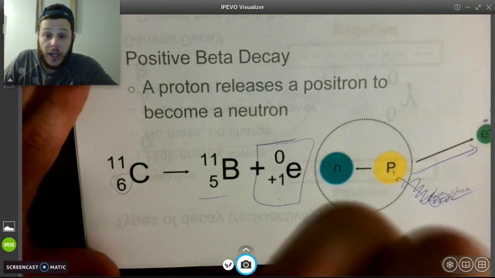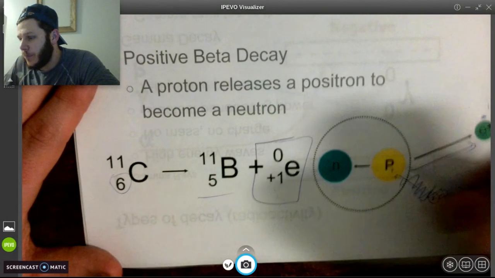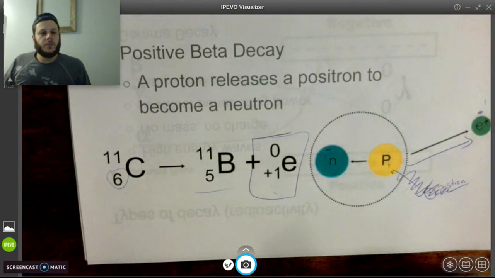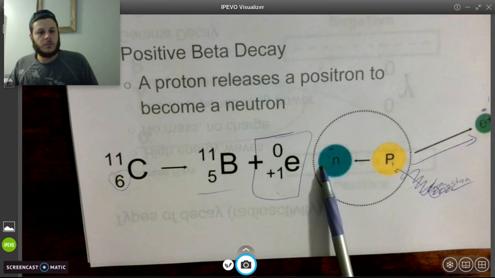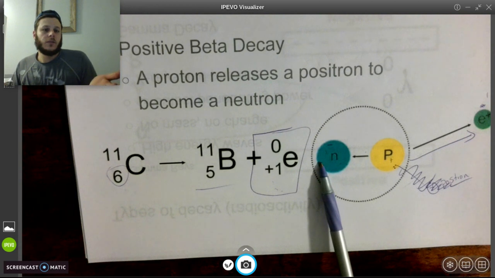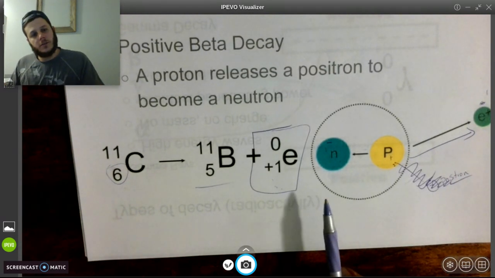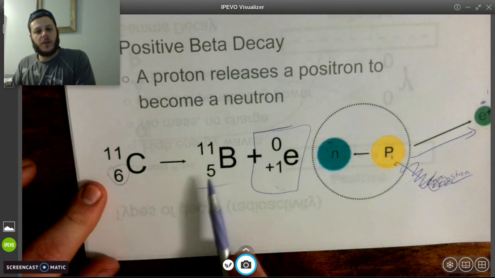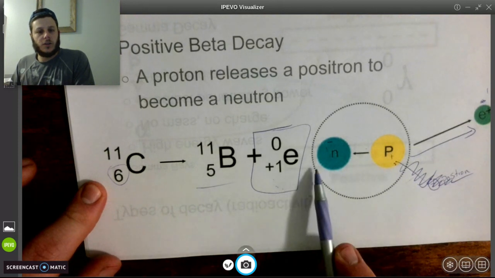Now, if you know that a proton gives off the little positive part and then becomes a neutron, you would be able to just quickly say, oh, well, if a proton becomes a neutron, there's one less proton. And if there's one less proton, the atomic number's got to go down. And that's what we're seeing. The 6 protons have now become 5 protons because one of those 6 turned into a neutron.